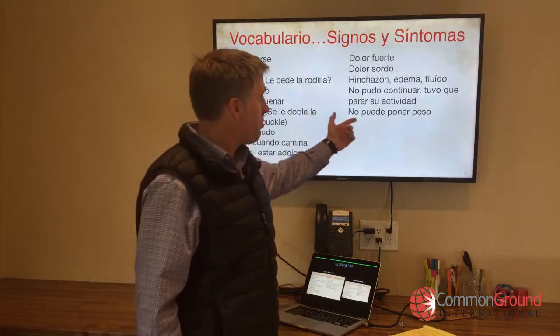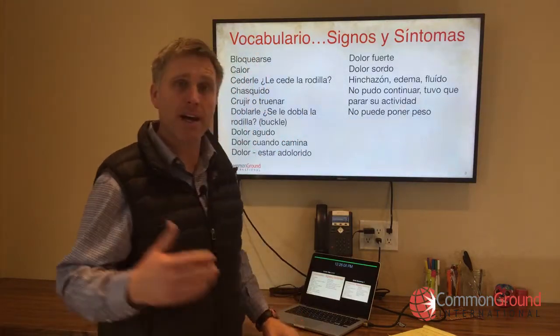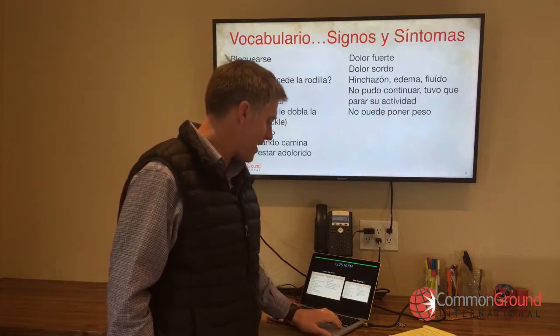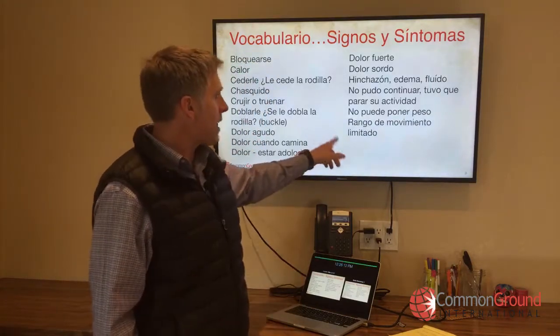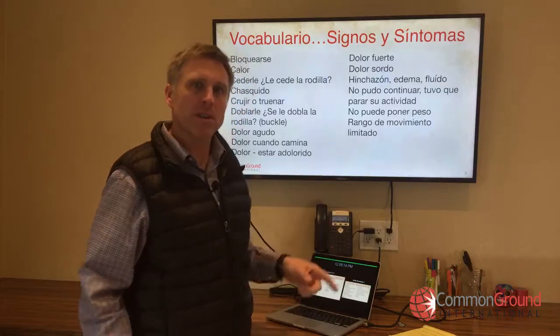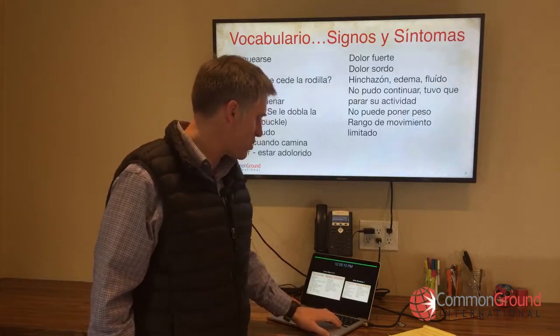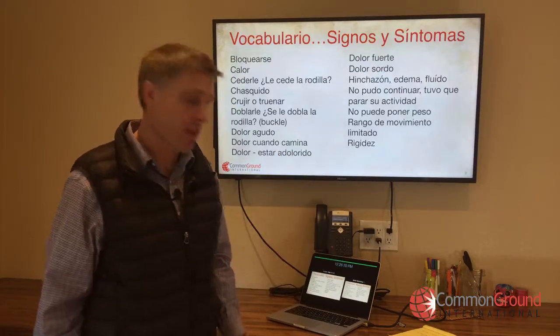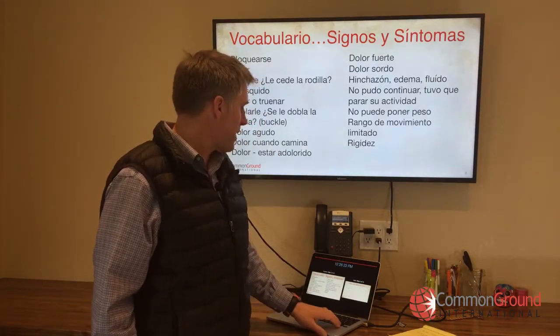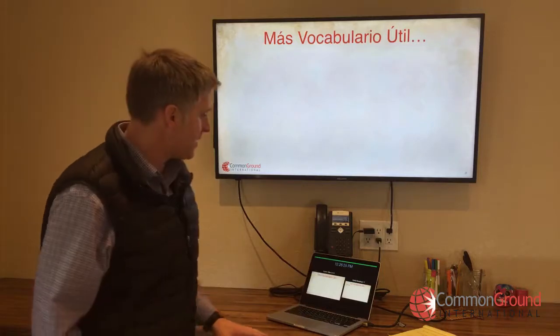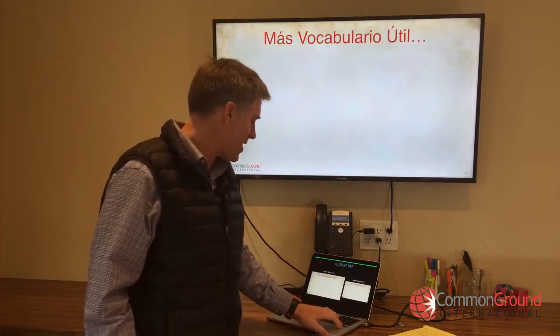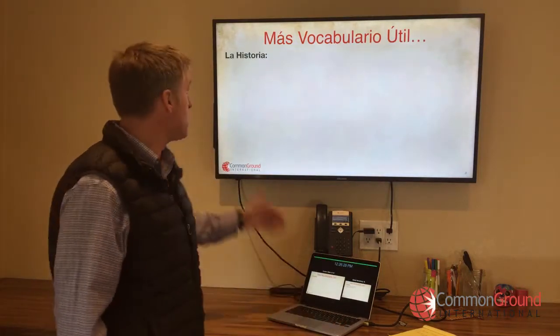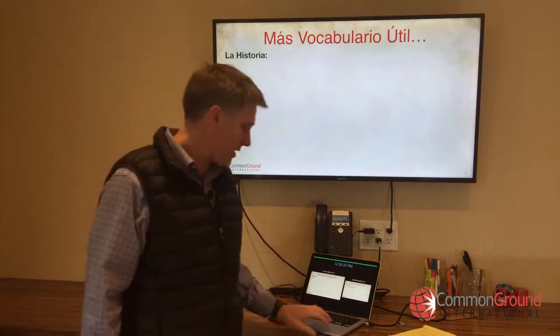Rango, no puede poner peso, cannot bear weight on your leg or knee. Rango de movimiento limitado, so limited range of motion or range of movement. Rigidez, rigidity. Okay? Bien. Continuamos con más vocabulario útil. There's just a ton of vocabulario around the knee and figuring out knee pain. So let's move into la historia un poquito.